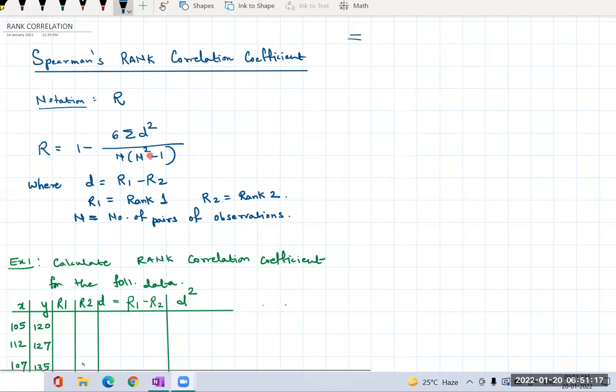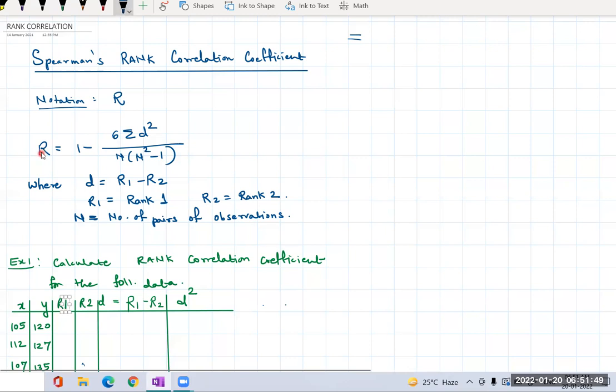Now let me demonstrate how to calculate the rank correlation coefficient for data where the raw data is given to you. Raw data means ungrouped data for two variables, that is X and Y, is given to you. The ranking will be done by us, that is R1 and R2 will be allocated by us, and then we will substitute the values in this formula and calculate the rank correlation coefficient.